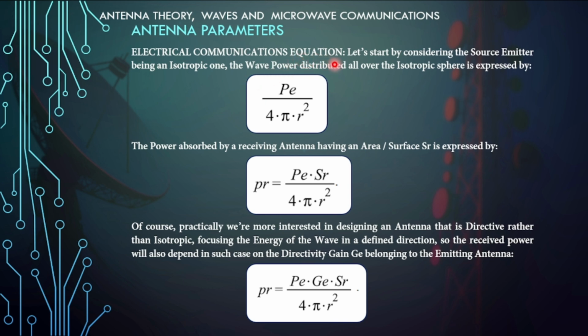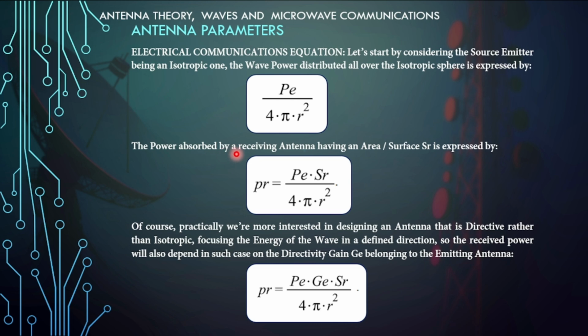Electrical communications equation. Let's start by considering the source emitter being an isotropic one. The wave power distributed all over the isotropic sphere is expressed by emitted power divided by 4 pi r squared. This is actually, again, the area of a sphere from the outside. That's why 4 pi r squared. That's the area of the surface of the external sphere, the skin of a ball, if you will.